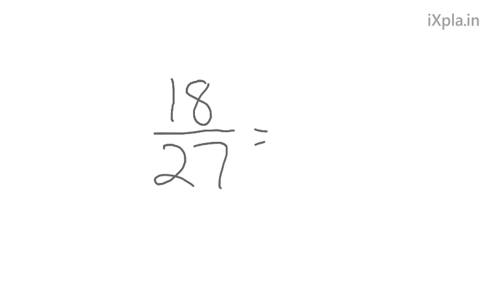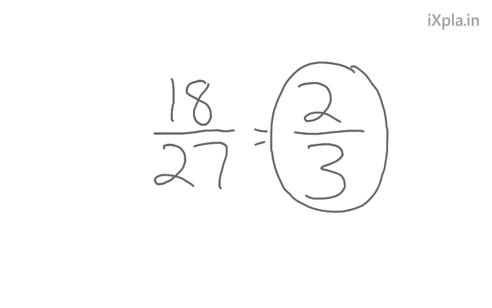Now, focusing on 9 again, number 2 tells us to reduce these fractions by dividing both our numerator and denominator by 9. So we have 18 over 27, and we need to reduce this by dividing by 9. 9 goes into 18 2 times. 9 goes into 27 3 times. And our answer is 2/3. That is our reduced fraction.